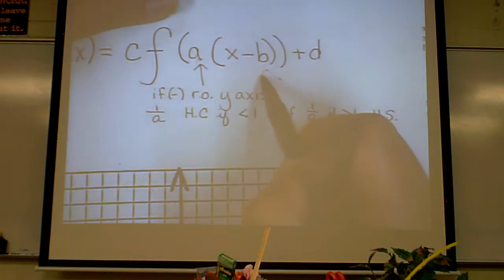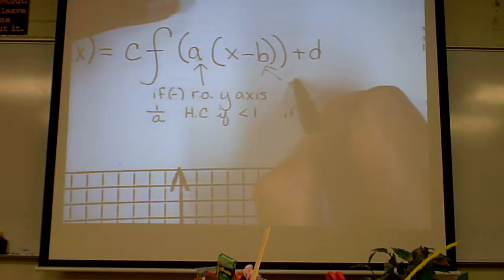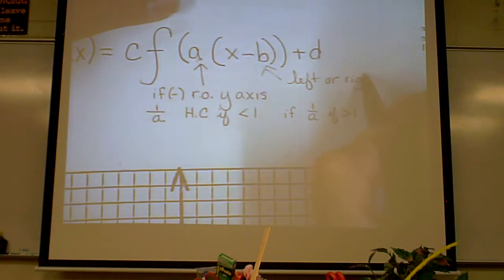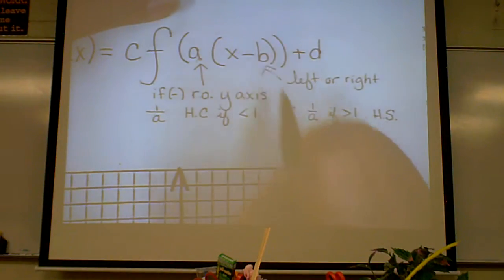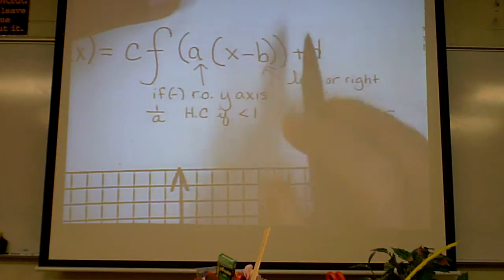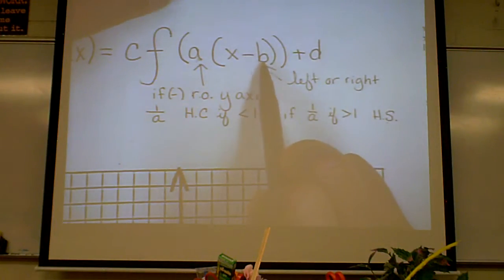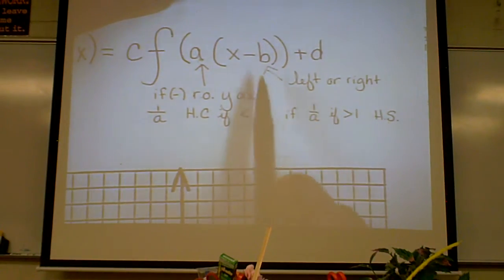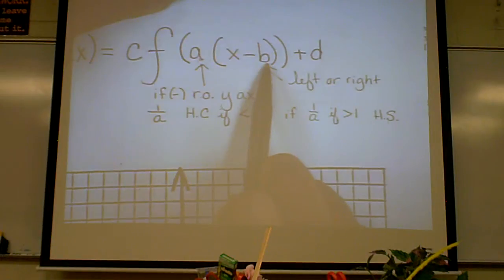The B shifts it left or right. Now, why does it say negative B? Because it's the opposite of what B is. So you're gonna add or subtract that number, the opposite of it, to your X value. So first you do this, then you add or subtract that number, the opposite of it, to your X values.